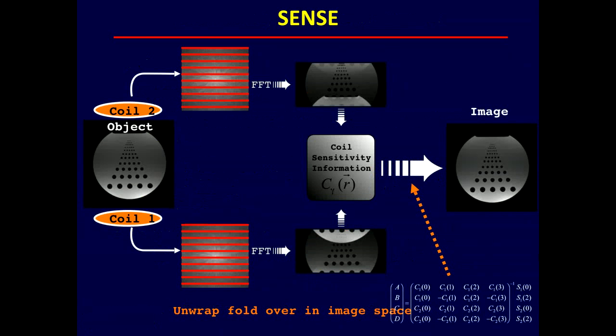The inversion here is called the pseudo inversion because this matrix is not an orthonormal matrix. It means that it doesn't have a well defined inversion like the Fourier encoding matrix, because it depends on the coil sensitivity profile, C1 and C2 here. When you invert it, you're going to amplify more noise. That's well known in the mathematical world.